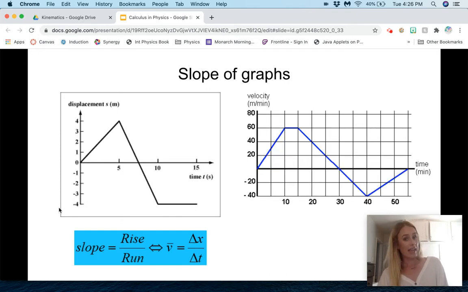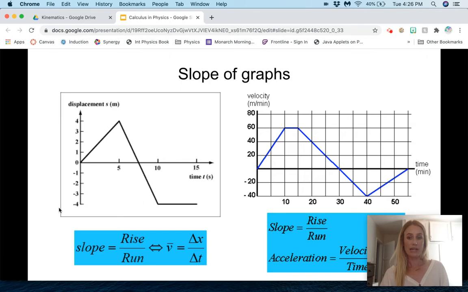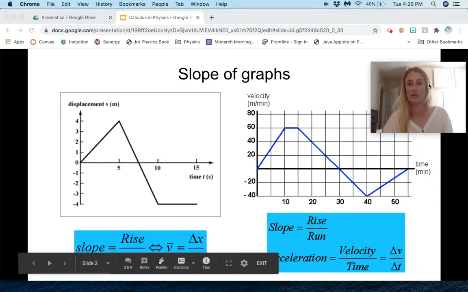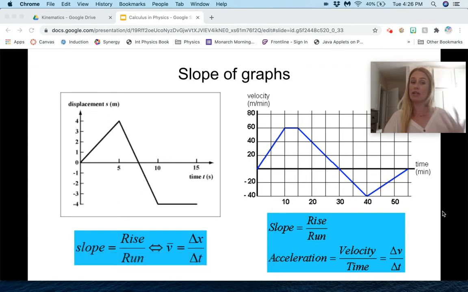If we have a velocity versus time graph, so velocity on the y-axis, time on the x-axis, if we find our slope here, we get rise, which is change in velocity, over run, which is time. Change in velocity over time is our acceleration. Okay, so if I'm finding the slope of these graphs, I am finding either velocity on a displacement versus time graph or acceleration on a velocity versus time graph.